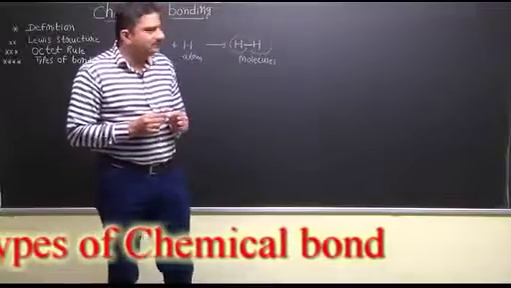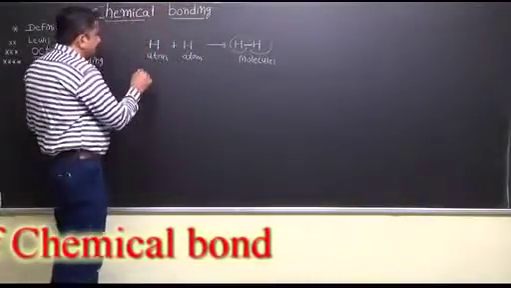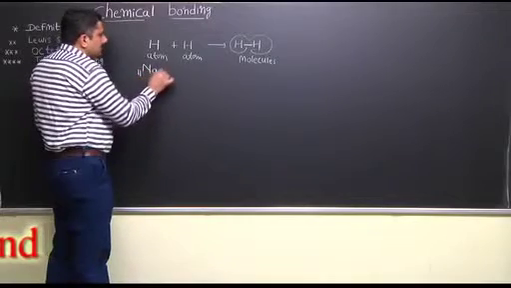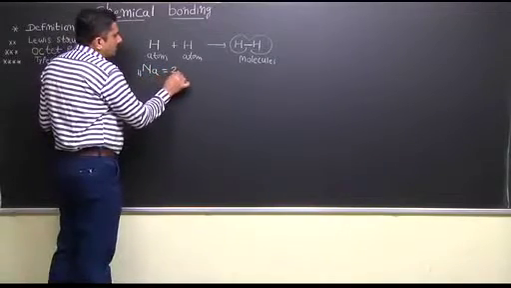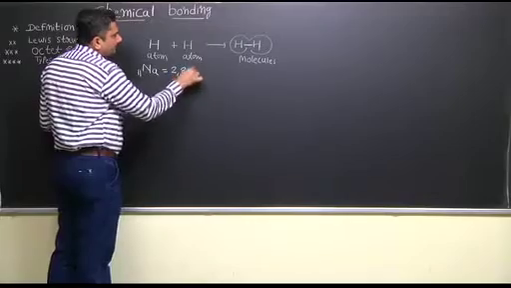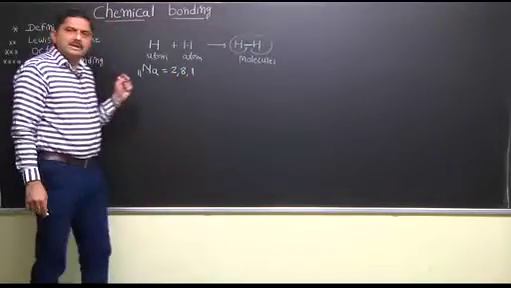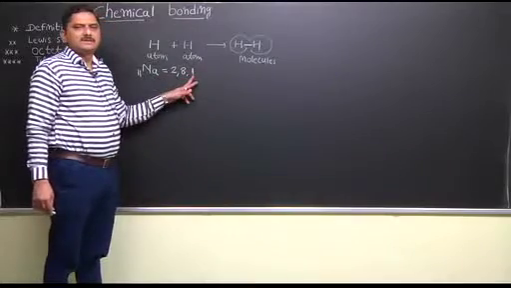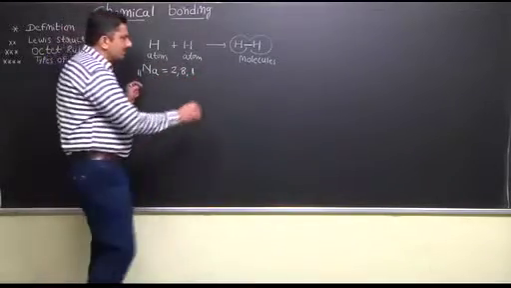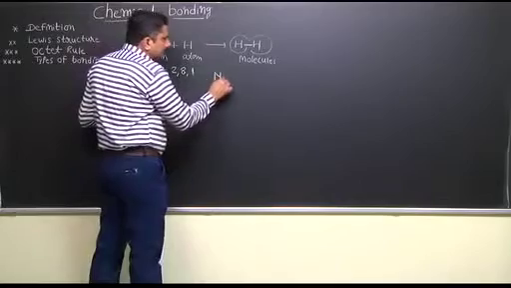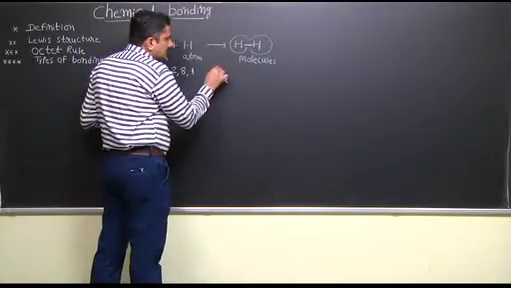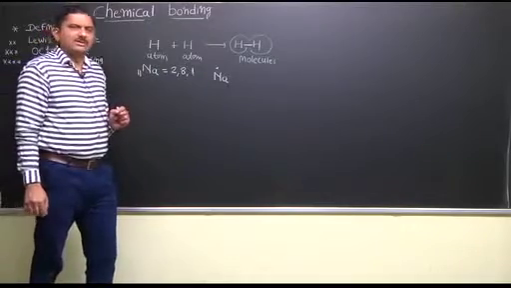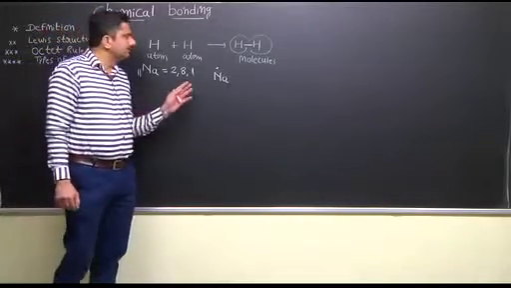For example, sodium, atomic number 11, is equal to 2, 8, 1. In the outermost orbit of sodium, one electron is present, so Lewis represents sodium like this. This is known as the Lewis dot structure or electron dot structure.